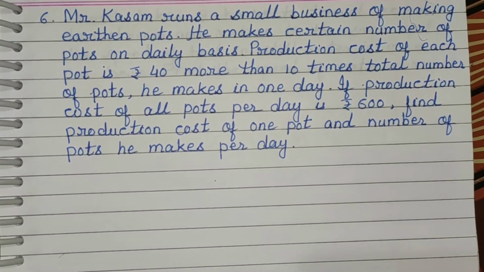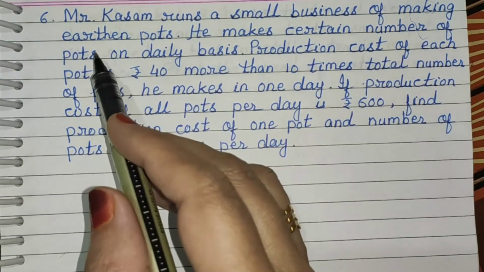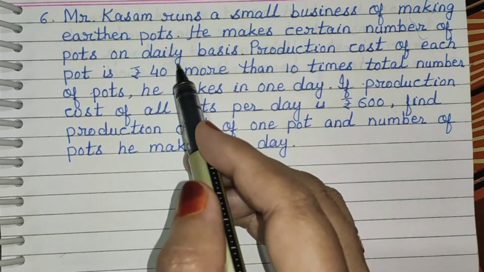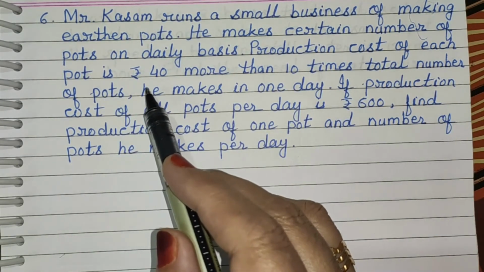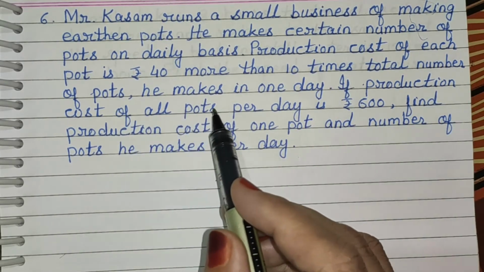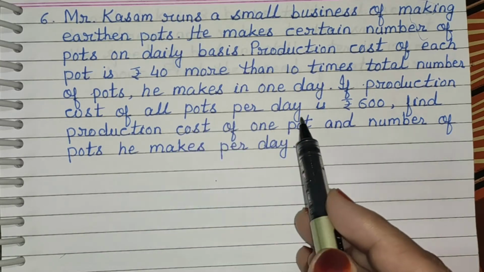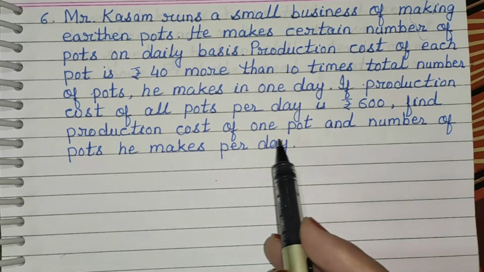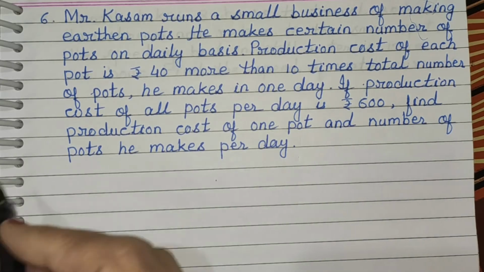Now next question is, Mr. Kasim runs a small business of making earthen pots. He makes a certain number of pots on a daily basis. The production cost of each pot is rupees 40 more than 10 times the total number of pots he makes in one day. If the production cost of all pots per day is rupees 600, find the production cost of one pot and the number of pots he makes per day.